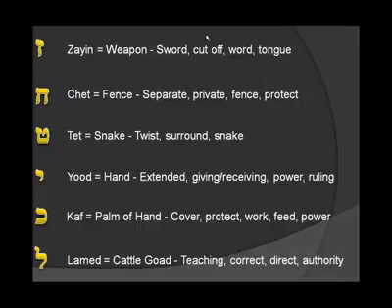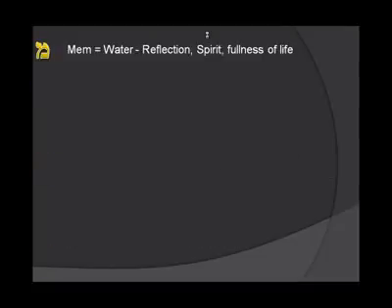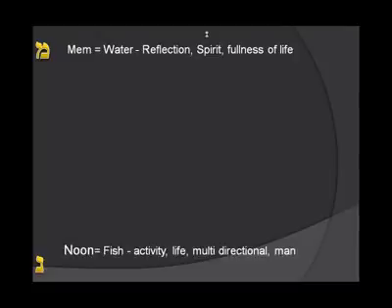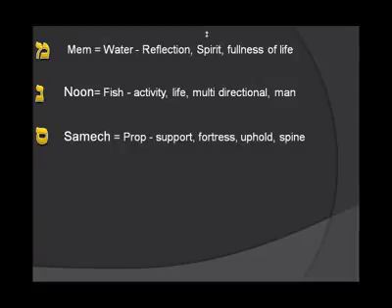Then we get Mem, the picture of water. It speaks of reflection, the spirit, fullness of life. Nun, the picture of a fish, activity, life, multidirectional, or man. Now, the early Christians used the sign of a fish as the sign of Christians or of man. So that's where this whole sign of the fish came from, that people put on the bumper stickers and everything. Right, then Samech, it's a prop. It signifies support, fortress, uphold, or spine.